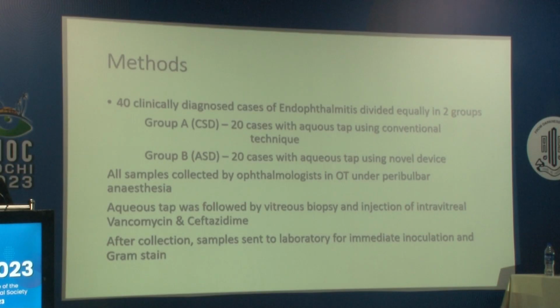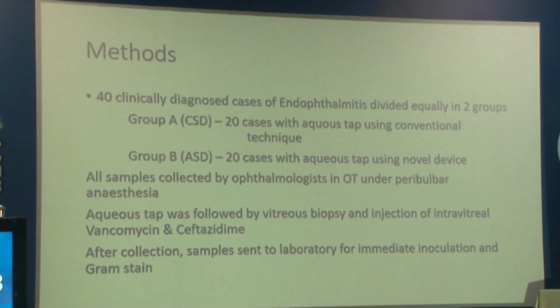Forty clinically diagnosed cases of endophthalmitis were divided equally into 2 groups. Group A was the conventional technique with aqueous tap using a 26 gauge needle mounted on a tuberculin syringe. Group B was 20 cases with aqueous tap using this novel device. All samples were collected by ophthalmologists in the operation theater under peribulbar anesthesia. Aqueous tap was followed by vitreous biopsy and injection of intravitreal vancomycin and ceftazidime.